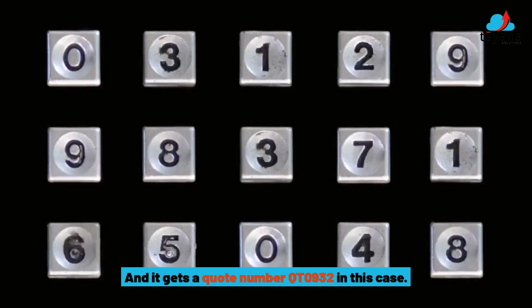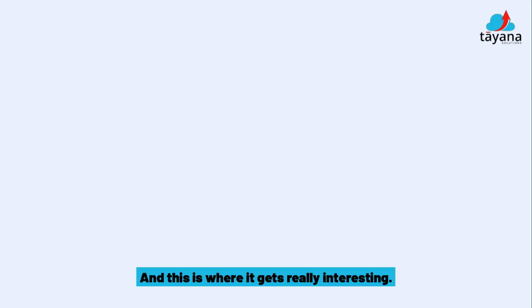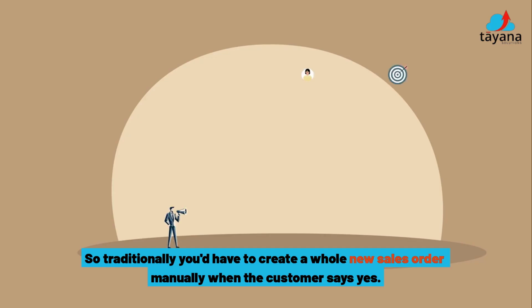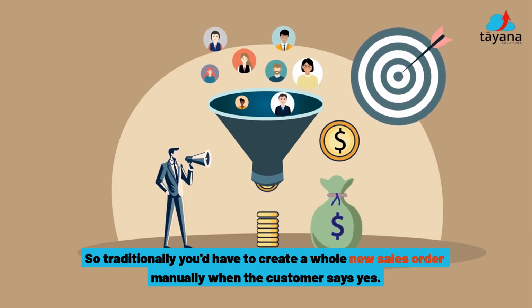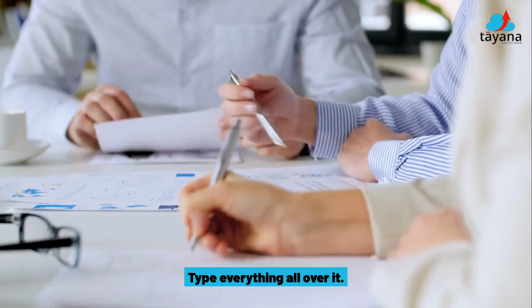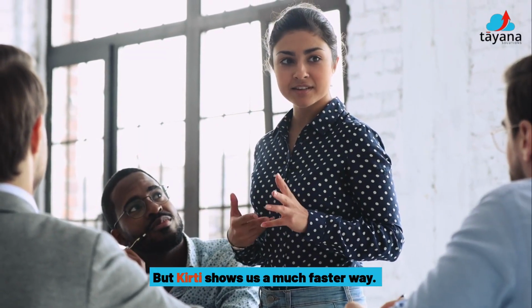So then she saves it, and it gets a quote number, QT0934 in this case. So now it's official. And this is where it gets really interesting. Traditionally, you'd have to create a whole new sales order manually when the customer says yes, and type everything all over again. Total pain. But Kirti shows us a much faster way.